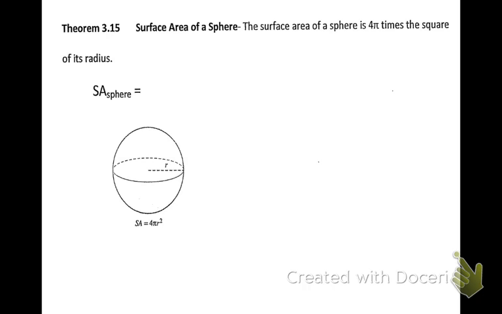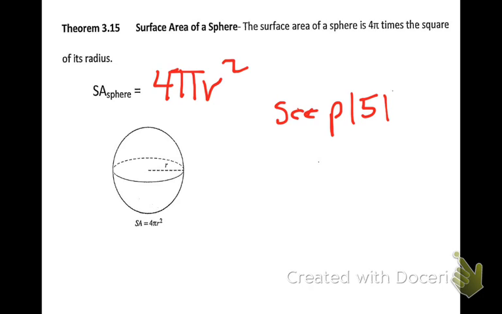Surface area of a sphere. The surface area of a sphere is 4 pi times the square of its radius. So the surface area of a sphere is 4 pi r squared. Now I'm not going to get into the breakdown of why they use that as the formula, but if you're interested, you can see page 151. Page 151 in the book explains why that is the formula for surface area of a sphere.